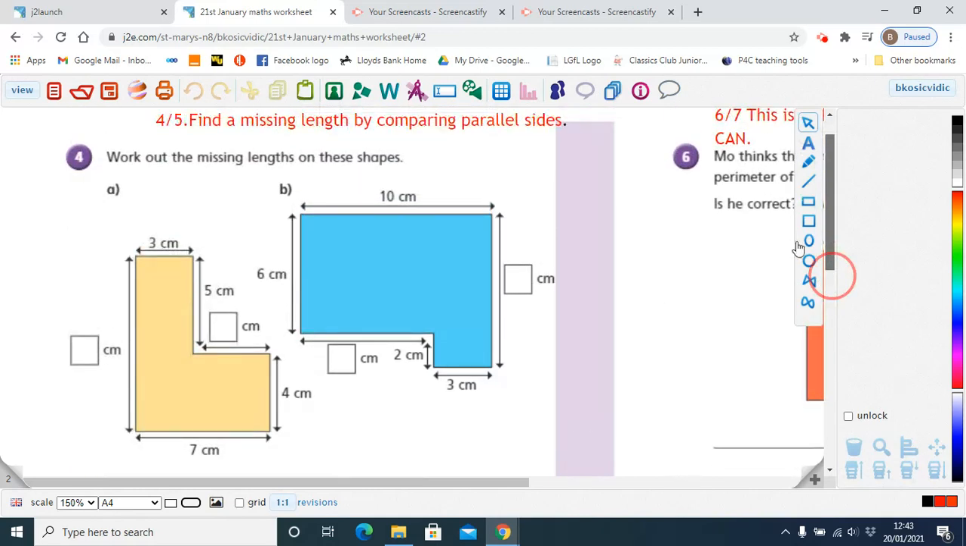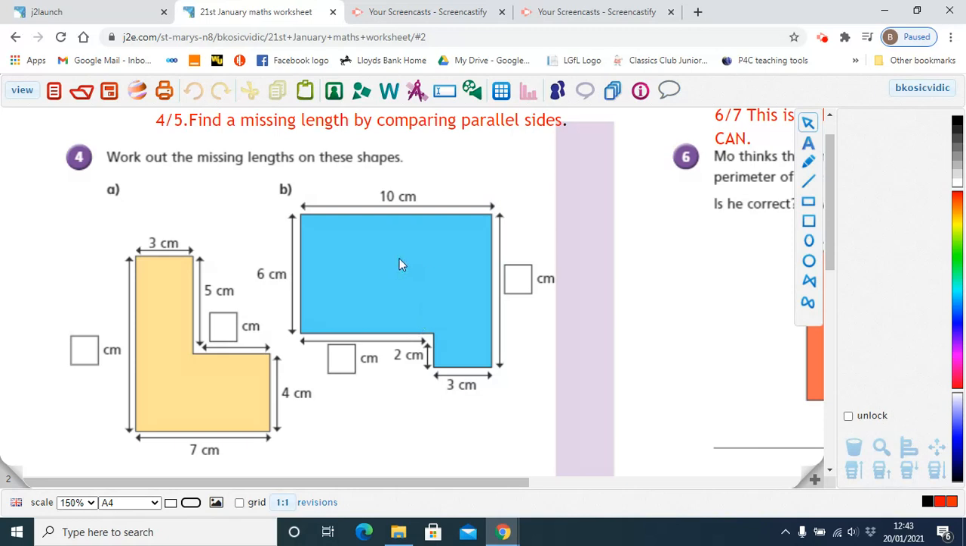We're going to go back to question B now, because this one is slightly different. You are given a full length on the top, which is 10 centimeters, and then you are given only part of the bottom length. So you were given this length of 3 centimeters. In order to find the missing length over here, you need to find the difference between the top length and the bottom length. That means you have to take away 3 from 10, which is going to give you 7, and that is going to be the answer to your missing length over here.